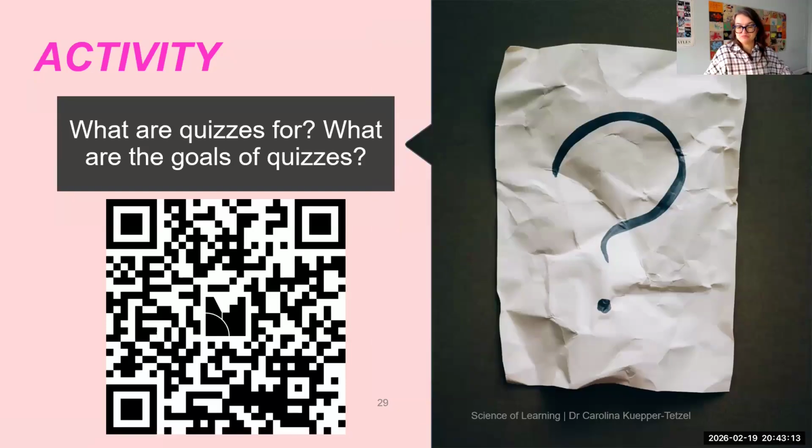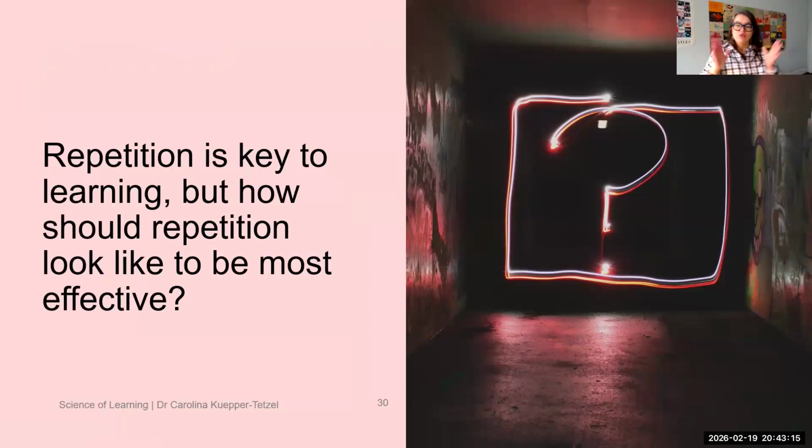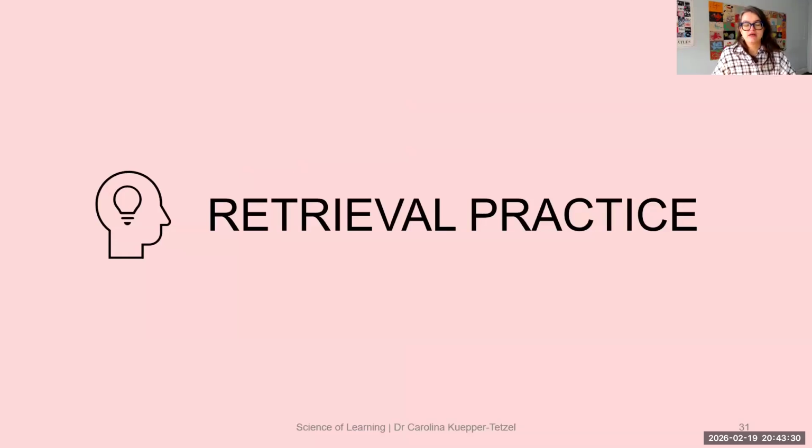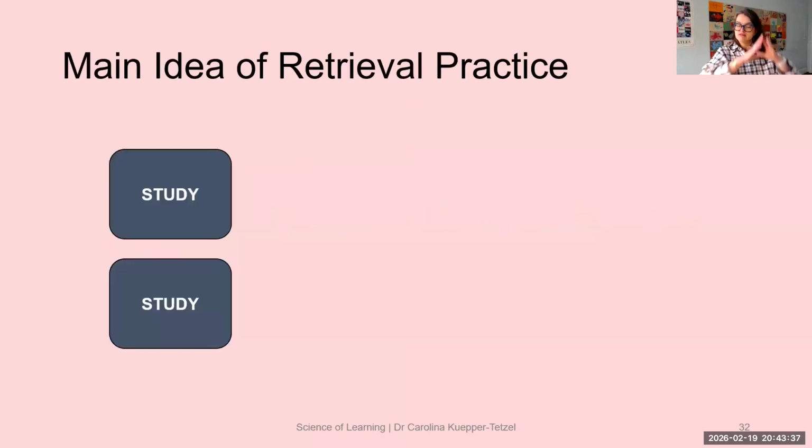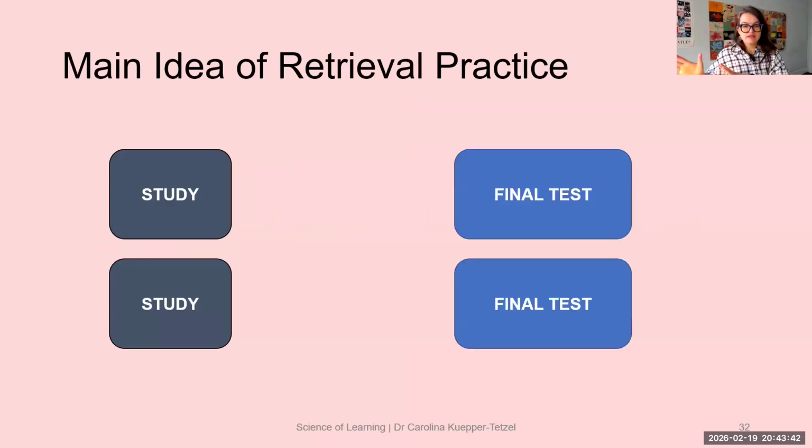Okay, now, what we know from spaced practice is that repetition is key for learning, right? But the question is now, what should repetition look like to be most effective? And that takes us to retrieval practice as a learning strategy. Now, the main idea here is that, let's say you have studying in the beginning and you have your final test in the end, right? So the question now is, what happens in between?